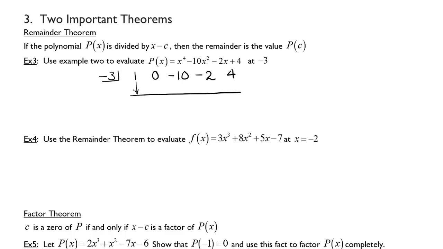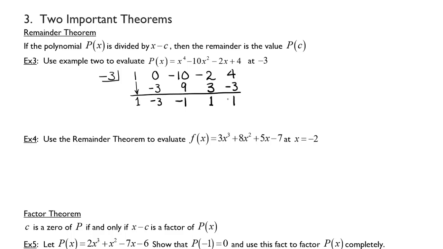Performing synthetic division, we drop the 1 down and multiply by the negative 3. That will give me negative 3. 0 plus negative 3 is negative 3. Negative 3 times negative 3 is 9. Negative 10 plus 9 is negative 1. Negative 3 times negative 1 is positive 3, and negative 2 plus 3 is 1. Negative 3 times 1 is negative 3, and we have a remainder of 1.